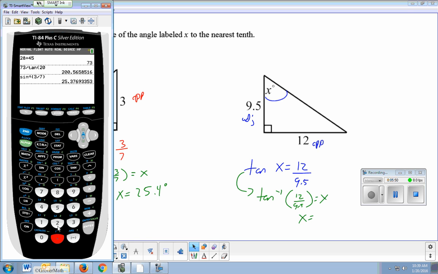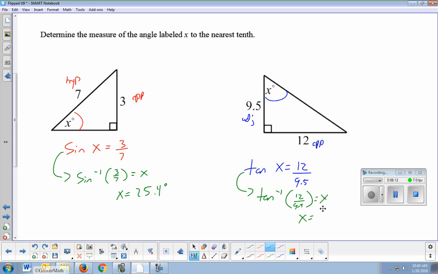So I actually believe that finding angles with trig is a little bit easier than finding sides with trig because you don't need to do any cross multiplying or anything like that. You just got to hit the second key, type in your ratio that comes from your function, and you got it there. So 51.6 degrees is it.